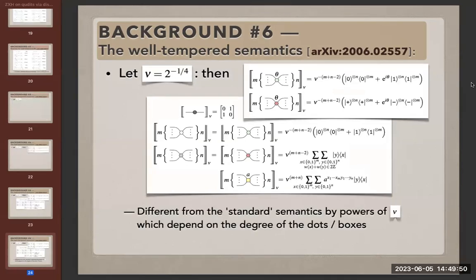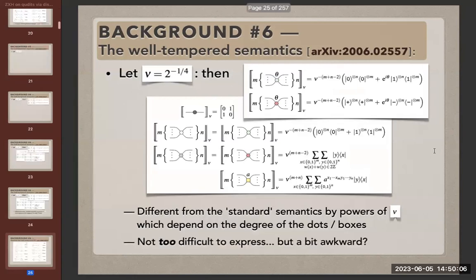Now, they're different by the standard semantics by powers of a single scalar, and those powers depend only on the degree of the dots and the boxes involved, the primitive generators of the ZX and the ZH calculi. So it's not terrible, but it's a bit awkward. It is admittedly difficult to describe why you would want these precise things. There are reasons for it, but there is no a priori explanation for why you would choose these in particular.